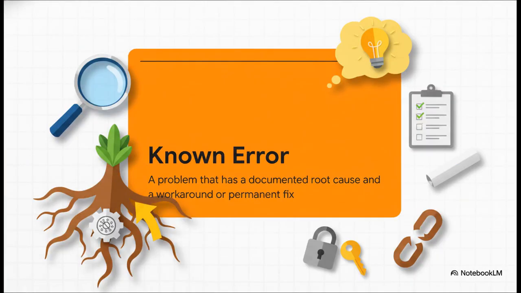And next, we have a known error. Now, this is a huge step forward. The definition is a problem that has a documented root cause and a workaround or permanent fix. This is your aha moment. Your investigation paid off. You found that faulty driver. The mystery is solved. It's not just a problem anymore. Now it's a known error because you actually understand the cause and you can write it down.